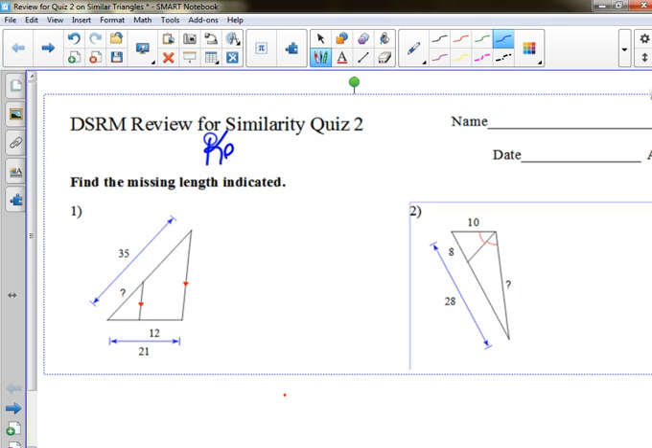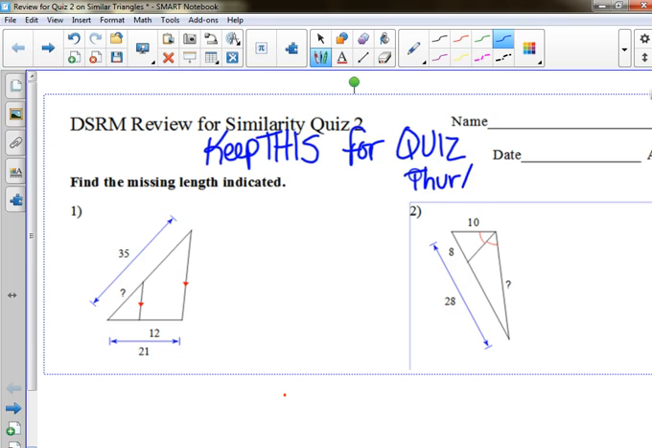So you're going to keep this worksheet and use it for the quiz next time you're together. So that'll either be Thursday or Friday. Okay, so take really good notes so that you can use it on the quiz. All right, I'm going to color code a little bit here.